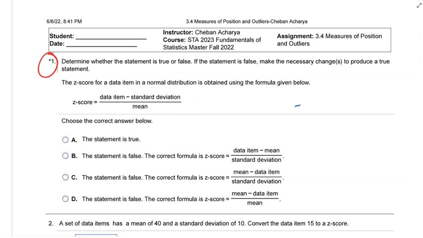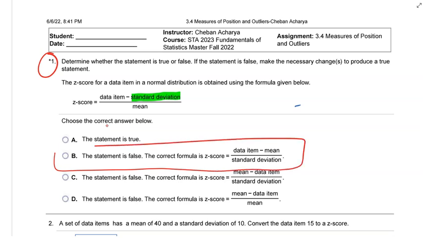This is false because you see the standard deviation here subtracted from the data item. That's not correct. It must be z-score equals data item minus mean, over standard deviation in the denominator. Therefore, the answer for this question is part B. The formula is false. The correct formula is z-score equals data item minus mean divided by standard deviation.